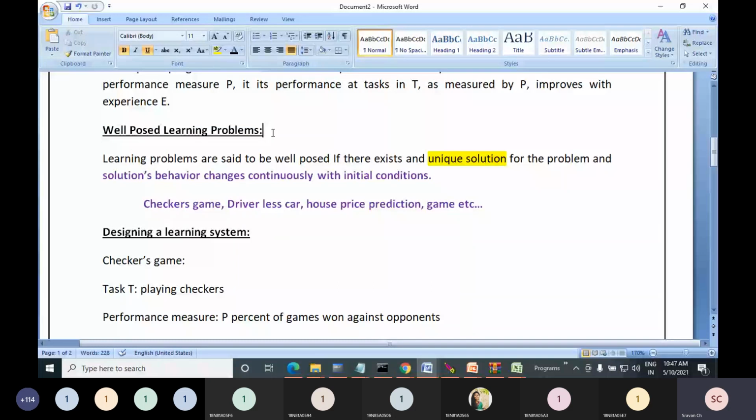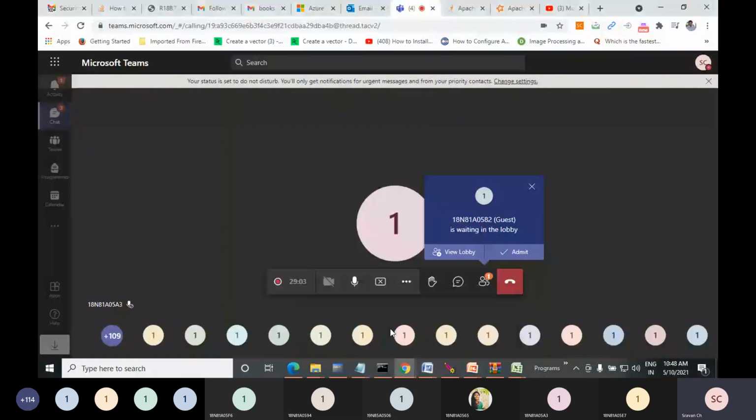A learning problem is said to be well posed if there exists a unique solution. Remember this. If there exists a unique solution, then it is called a well posed learning problem. And the solution's behavior changes continuously with the initial conditions. Please keep this point in mind. Very quickly we will come back to this point also. What do you mean by initial condition? That we will see.